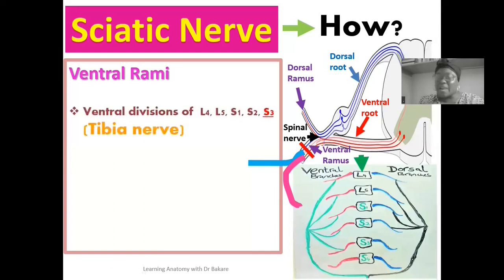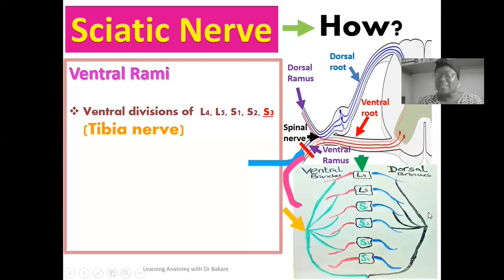So we have the first branch from the ventral divisions. Remember that the ventral ramus is seen to divide into the ventral divisions and also the dorsal divisions. So we have one of the subcomponents of the sciatic nerve emerging just from the ventral divisions, and the second component of the sciatic nerve emerging from the dorsal division. But for the ventral division first, we have the ventral divisions, of course, of the anterior rami from L4, L5, S1, S2, and also S3 spinal nerves. And this is what is seen to be arrowed here in yellow. And this emergence at this point creates the tibial component of the sciatic nerve.